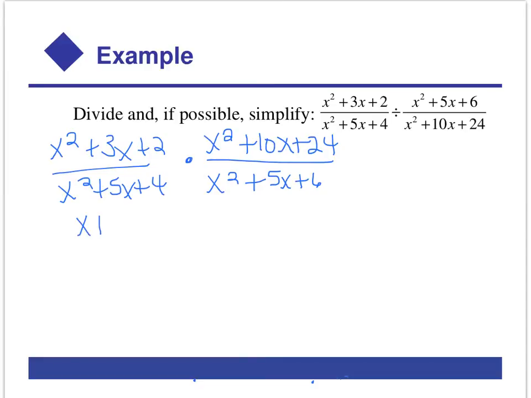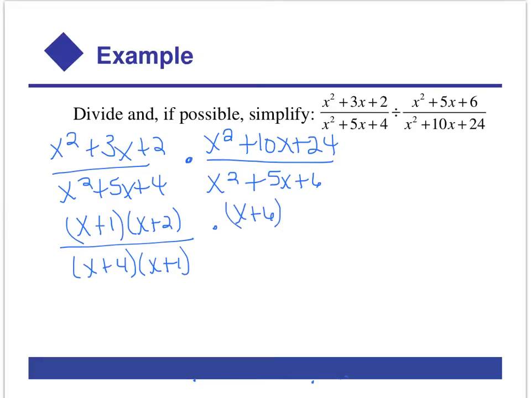So I get this one is x plus 1 times x plus 2 over x plus 4 times x plus 1. I know y'all are excited that I'm factoring for you. x plus 6 times x plus 4, and then x plus 2 times x plus 3. Now let's go through and see if there's anything that we can cancel out. I see an x plus 4 over an x plus 4, x plus 1, x plus 1, with the x plus 2 and the x plus 2.